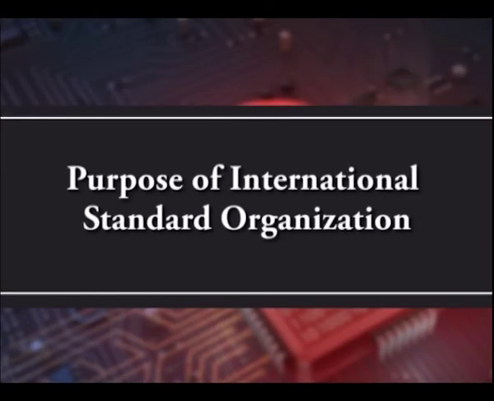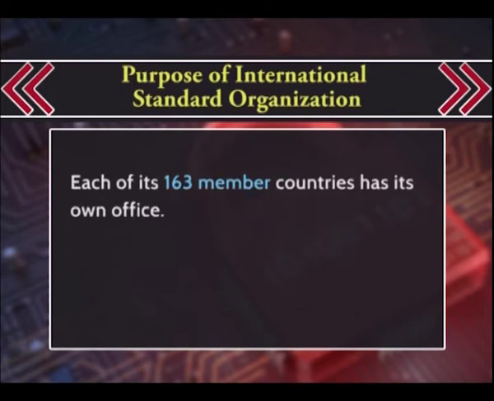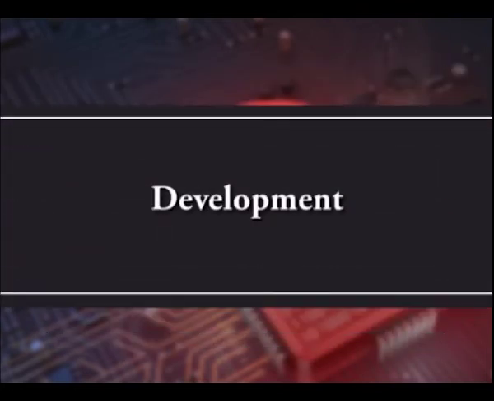The purpose of the International Organization for Standardization. The International Organization for Standardization is a global organization responsible for developing new standards for products and services. Each of its 163 member countries has its own offices. The ISO's headquarters are in Geneva, Switzerland. Now we will discuss its development.